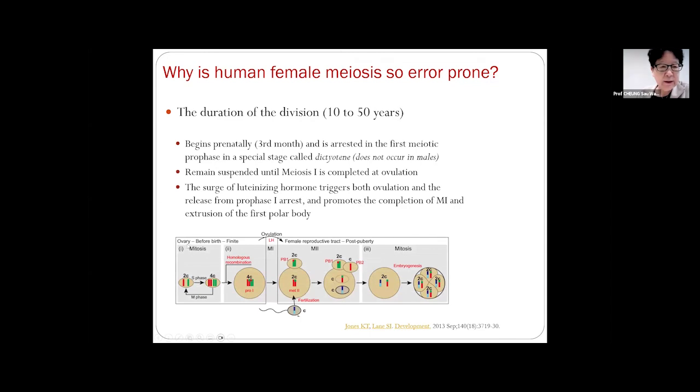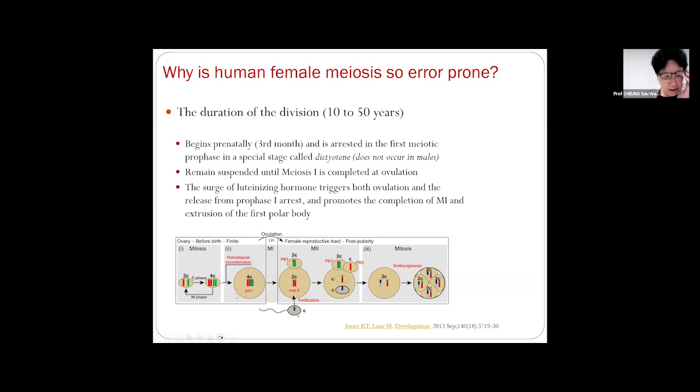So again, as I mentioned, it began prenatally at the third month and arrested in the first meiotic prophase in a special stage called dictyate, only in females, and remains suspended until meiosis 1 is completed at ovulation. The surge of luteinizing hormone triggers both ovulation and the release from prophase 1 arrest and promotes the completion of meiosis 1 and extrusion of the first polar body.